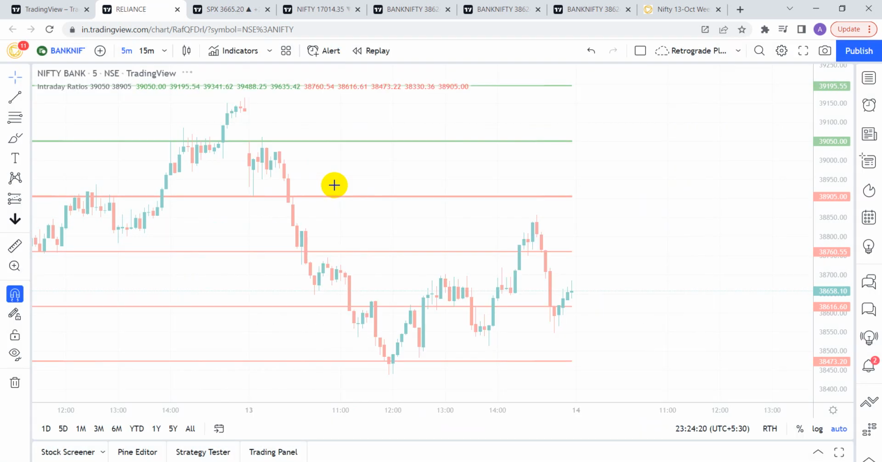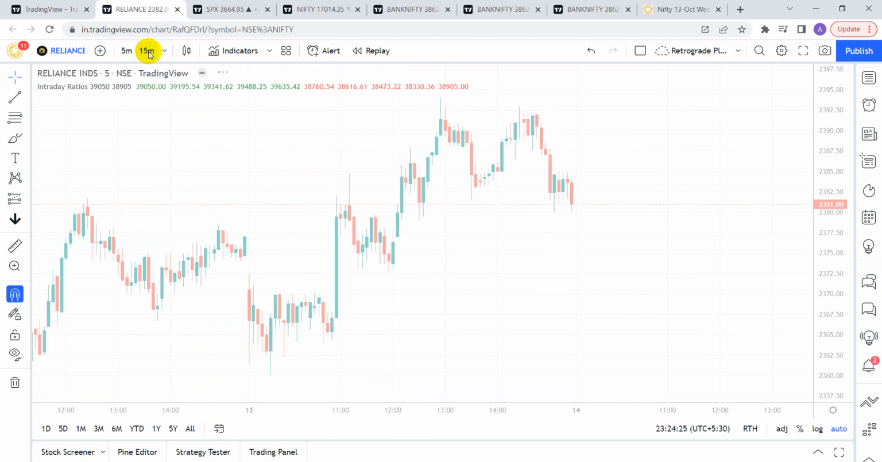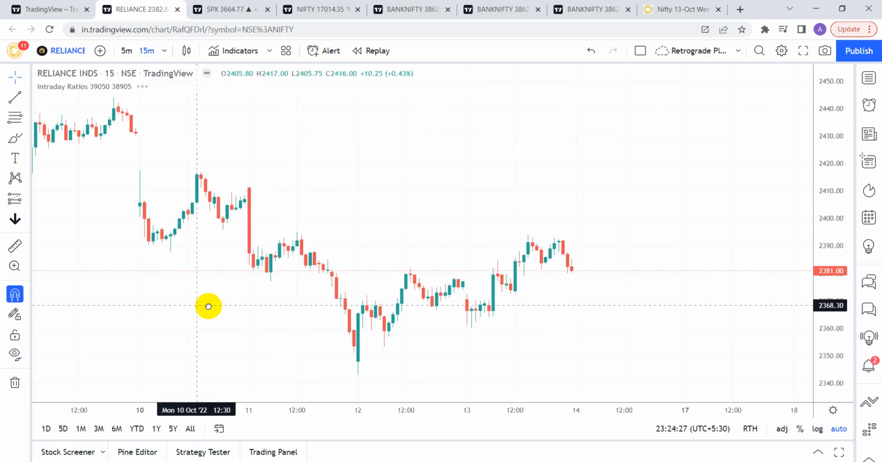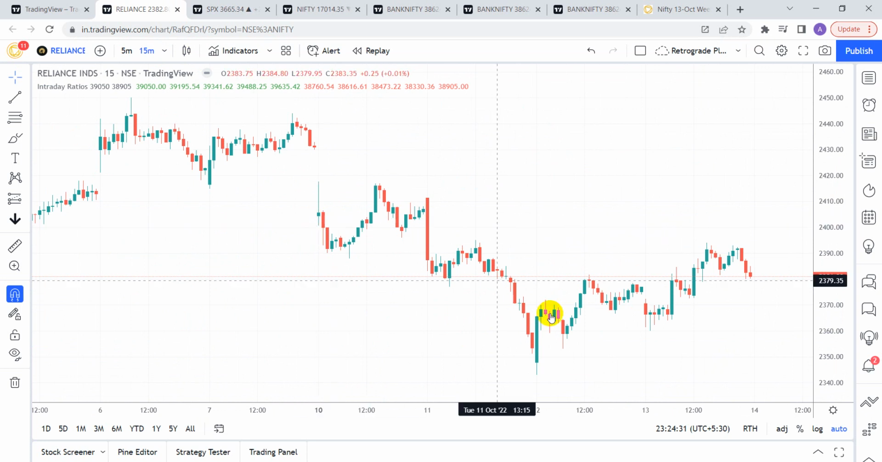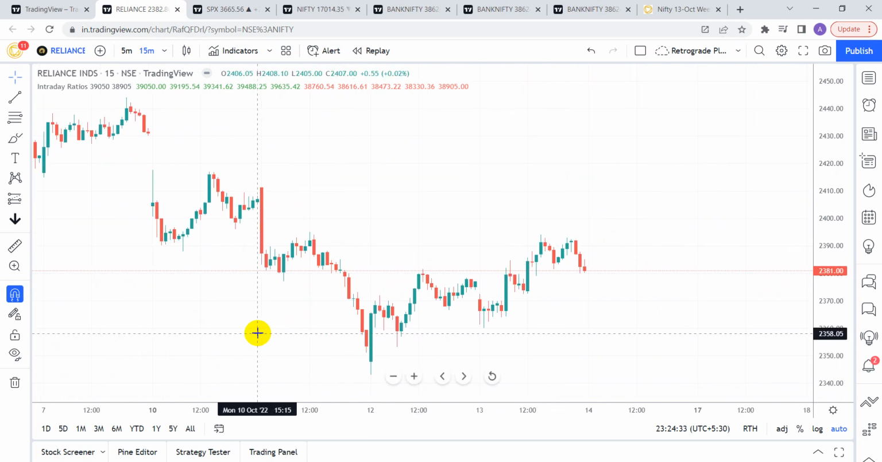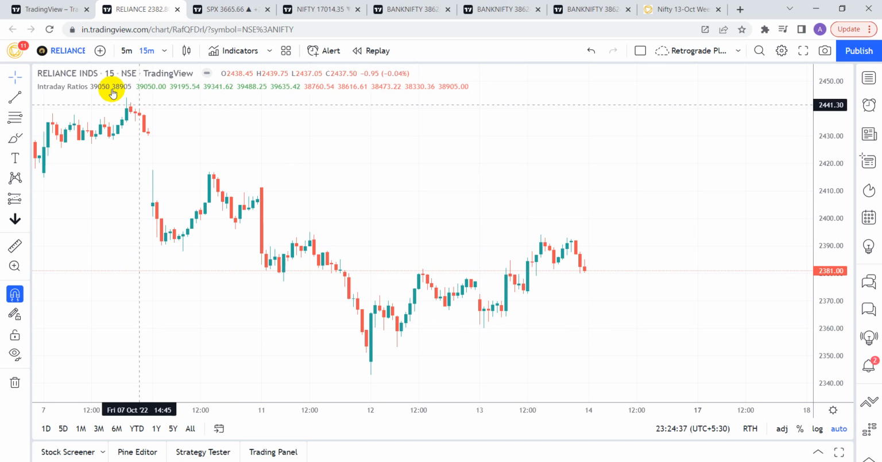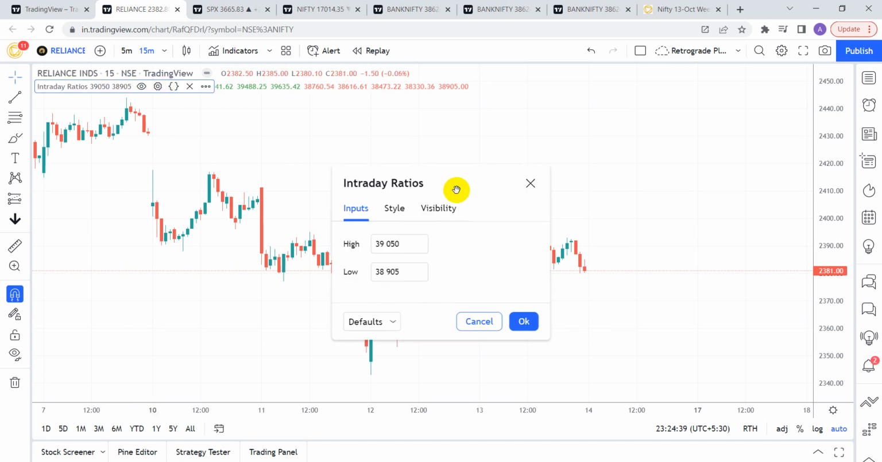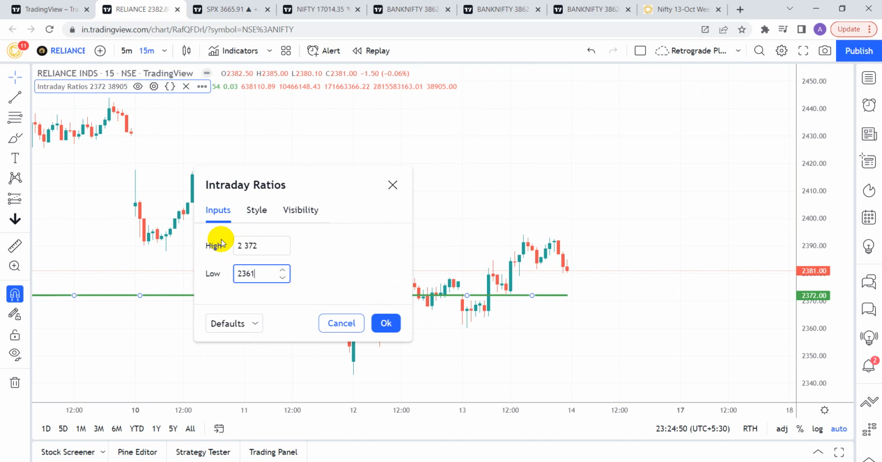Reliance Industries, again a 15 minutes chart, and you can apply it on any given day. Like if you take this candle, or let's take today's example, which is the 13th. Again I click on this intraday ratio. The high was 2372 and the low was 2361.